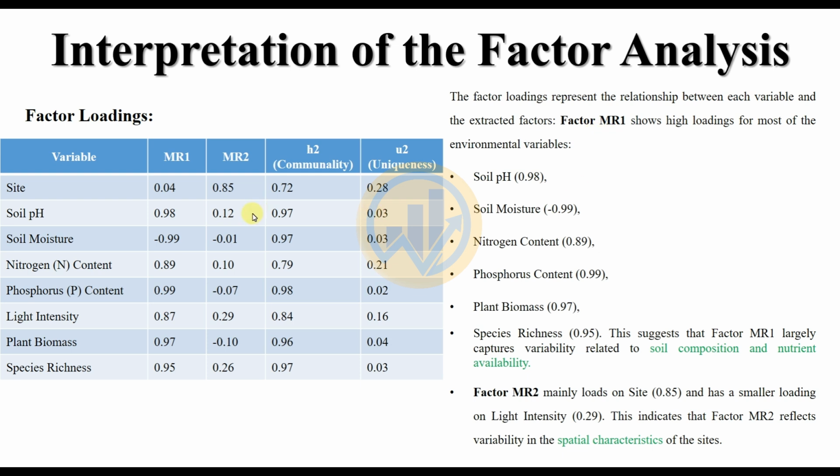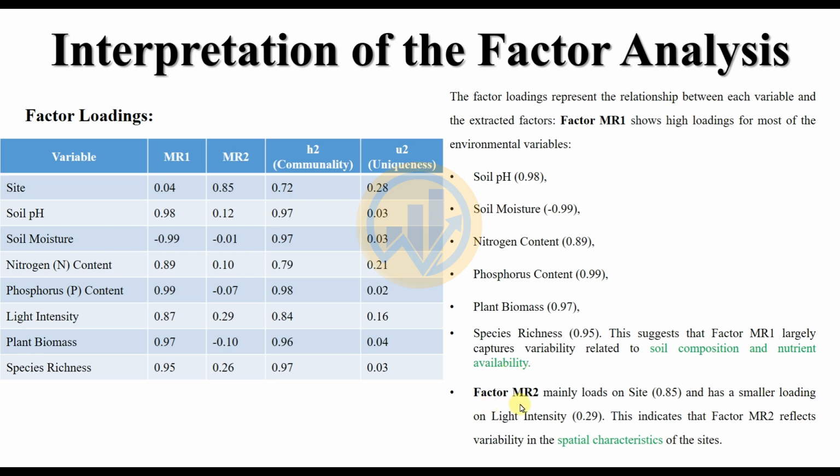The factor MR1 shows high loadings for most of the environmental variables. For soil pH 0.98, soil moisture minus 0.99, nitrogen content 0.89, phosphorus content 0.99, plant biomass 0.79, and species richness 0.95. This suggests that factor MR1 largely captures the variability related to soil composition and nutrient availability.